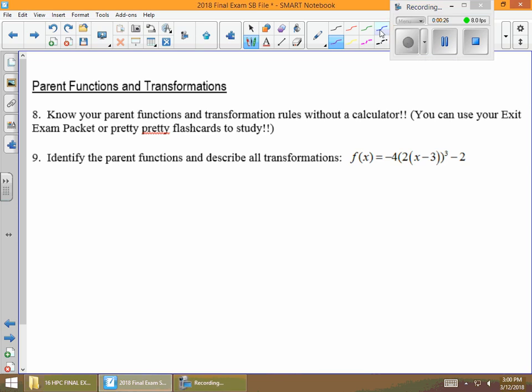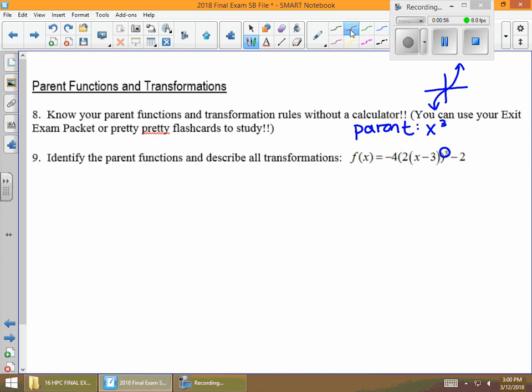So number 9 here, we have lots of transformation rules going on here. So here our parent function is x cubed. And of course x cubed looks approximately like this. You can always do an input-output table with our parent functions if you need to. Just think 1 cubed, 2 cubed, 3 cubed, to kind of get that pattern going.